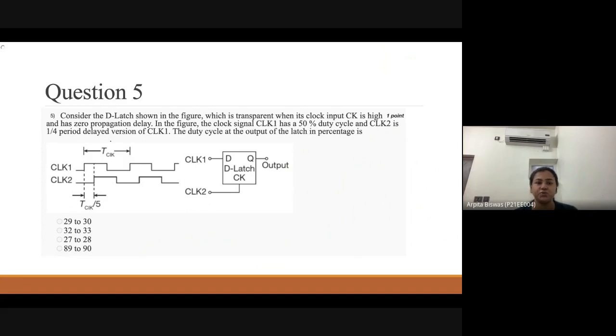Consider the D latch shown in the figure, which is transparent when the clock input CK is high and has zero propagation delay. The clock signal CLK1 has a 50% duty cycle and clock signal 2 is a one-fourth period delayed version of clock signal 1. So the duty cycle at the output of the latch in percentage is, you have to find out the right answer.